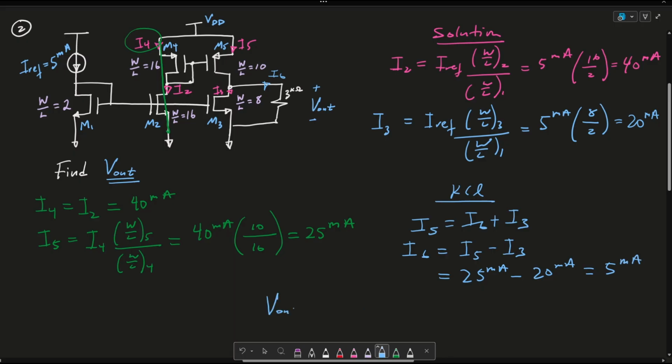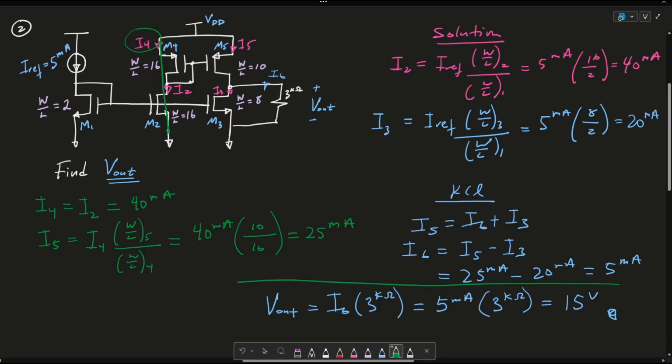So then V out, which is equated to I6 times my 3K ohm resistor according to Ohm's law, is going to be equated to 5 milliamps times 3K ohms, which is equated to 15 volts. So this here is the final answer. I hope that makes sense.